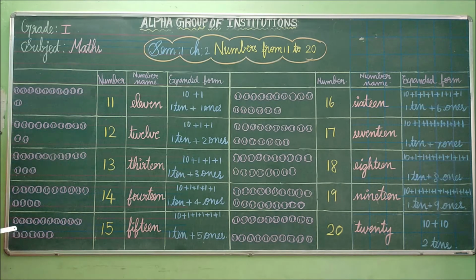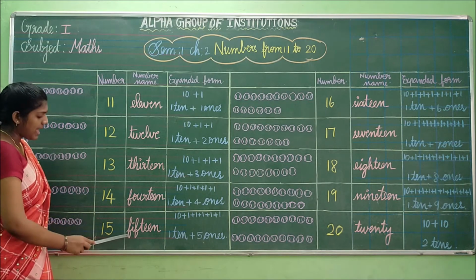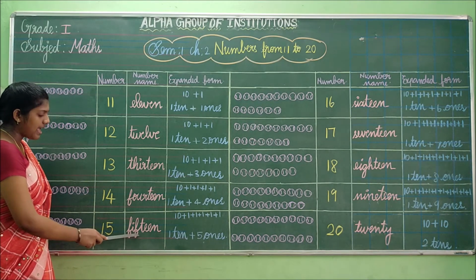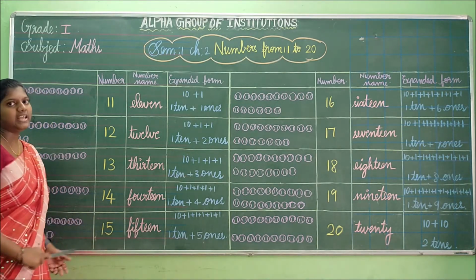After 14, what number will come? Yes, 15. So we write this as 15. Now see the number name. F I F T E E N, 15.